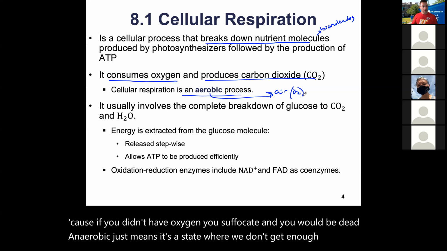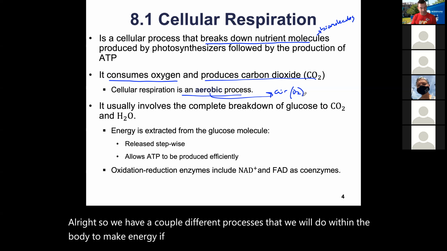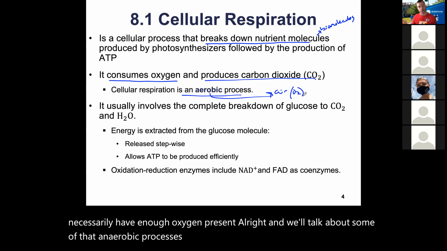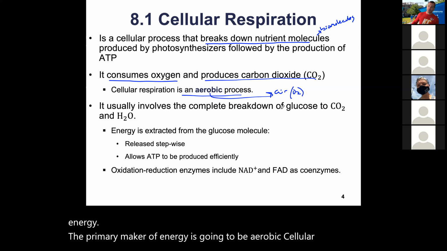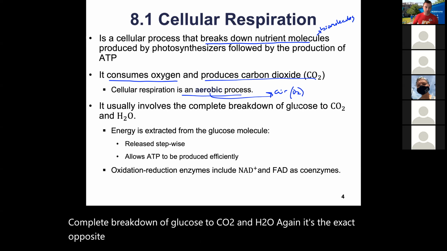All right. So we have a couple different processes that we will do within the body to make energy if we have enough oxygen, and if we don't necessarily have enough oxygen present. We'll talk about some of those anaerobic processes here, but it's not our primary maker of energy. The primary maker of energy is going to be aerobic cellular respiration: complete breakdown of glucose to CO2 and H2O. Again, it's the exact opposite of the pathway that we just saw in photosynthesis.